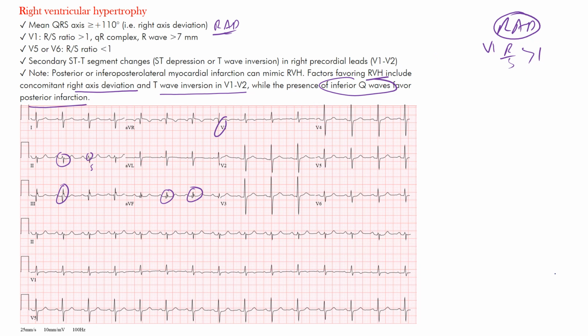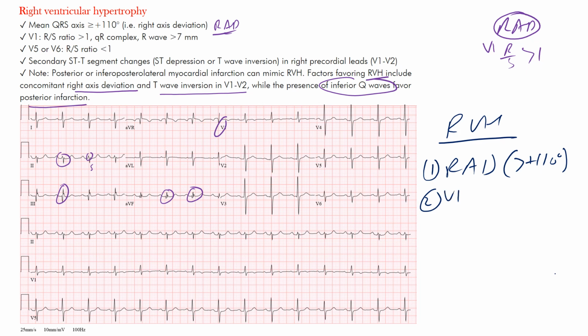All right, so right ventricular hypertrophy. One, right axis deviation, an axis greater than positive 110 degrees. Two, look at V1. Is the R to S ratio greater than 1, or do you have a QR complex with an R wave greater than 7 millimeters? Three, look at the left precordial leads, those left lateral ones, and do you have in V5 or V6 an R to S ratio less than 1, okay? Again, because you have a lot of these strong rightward forces causing that.